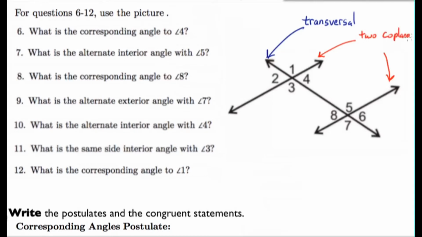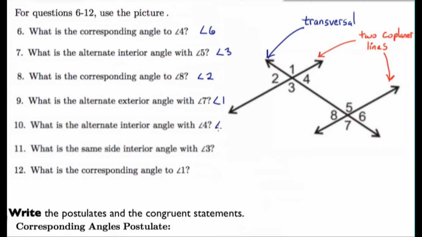We have two coplanar lines and a transversal, and I want to find the corresponding angle to angle 4, which is angle 6. Next one, the alternate interior angle with angle 5, that would be angle 3. Corresponding angle to angle 8, it's in the same relative position, that would be angle 2. Alternate exterior with angle 7, that would be on the opposite side of the transversal but outside the lines, that would be angle 1. Alternate interior angle with angle 4, that would be angle 8.